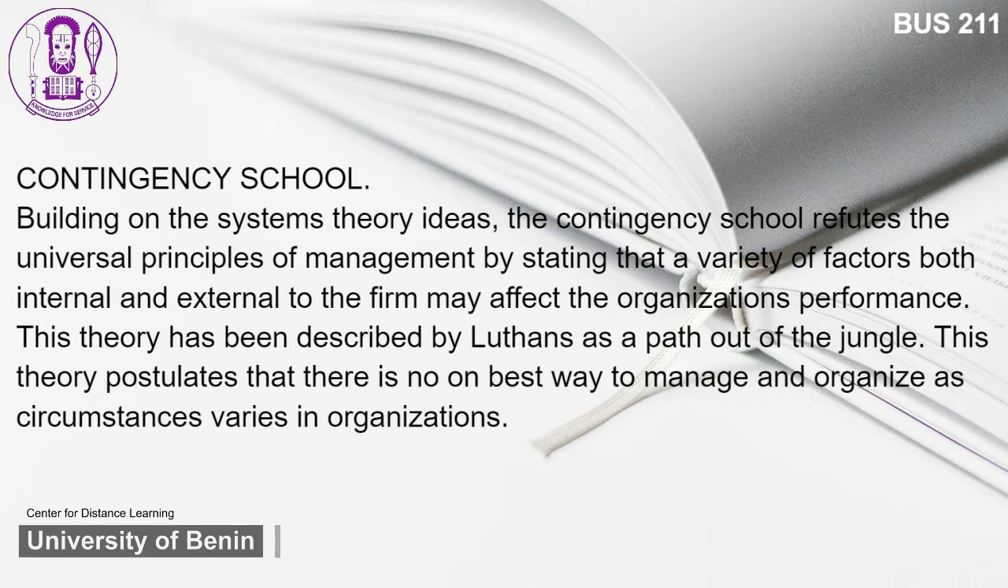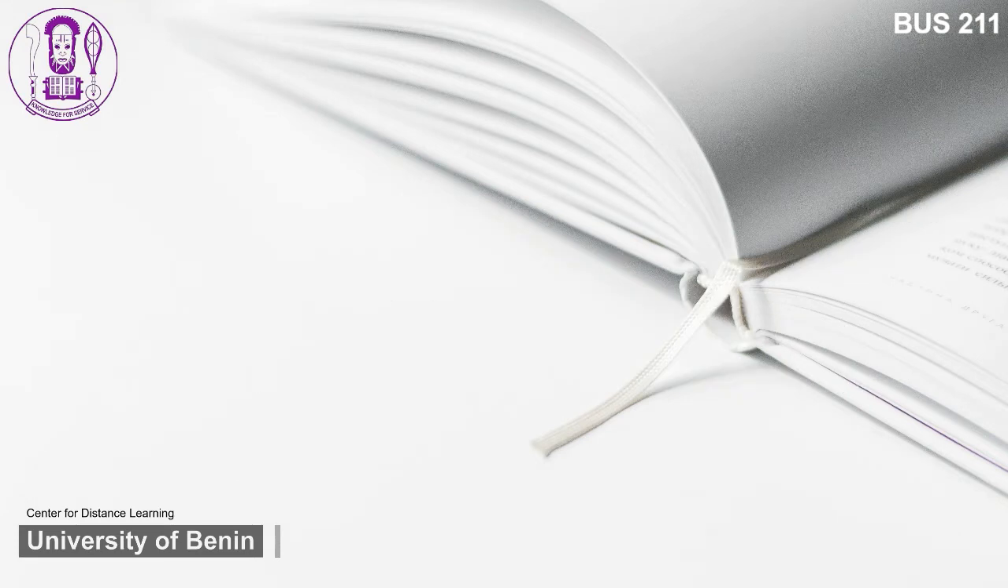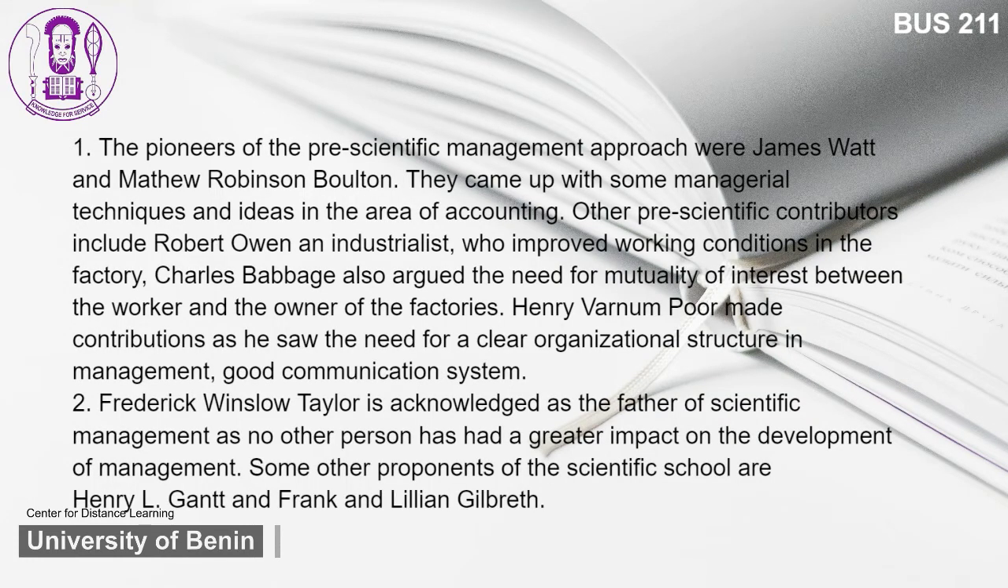Summary of Study Session 2. In Study Session 2, please note the following. 1. The pioneers of the pre-scientific management approach were James Watt and Matthew Robinson Boulton. They came up with some managerial techniques and ideas in the area of accounting. Other pre-scientific contributors include Robert Owen, an industrialist, who improved working conditions in the factory. Charles Babbage also argued the need for mutuality of interest between the worker and the owner of the factories. Henry Varnum Poor made contributions as he saw the need for a clear organizational structure in management and a good communication system.